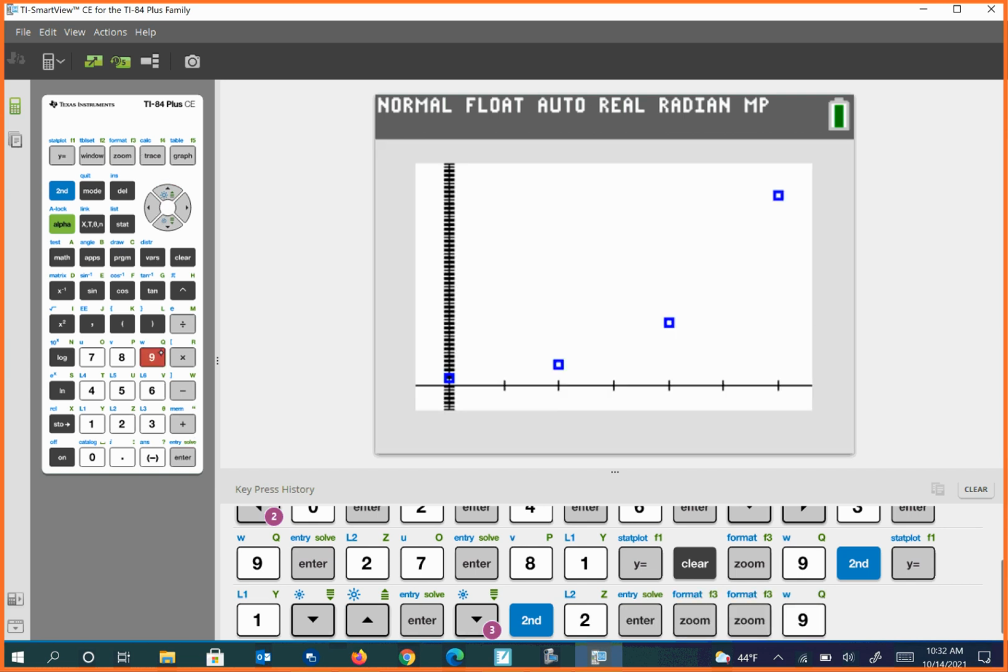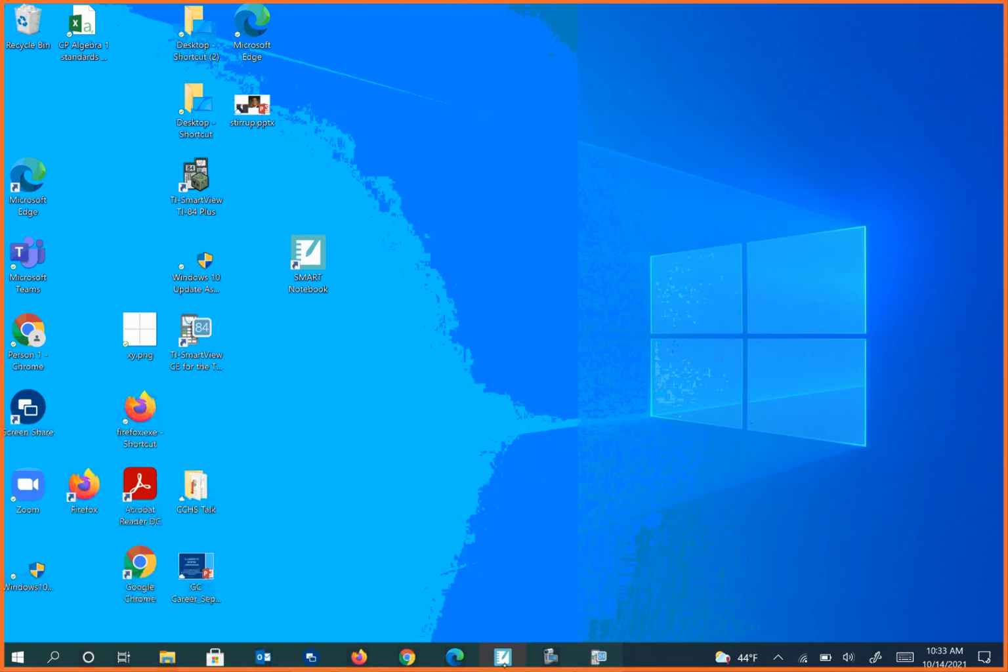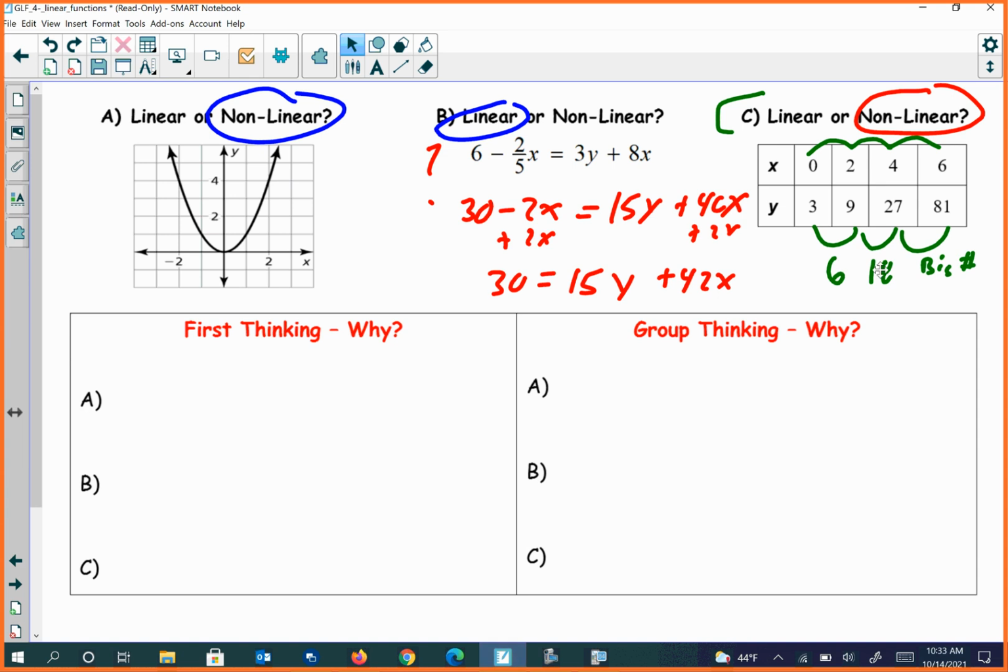Zoom stat. So when you look at that, it kind of looks like it's jumping up quickly. It sort of looks like it falls into a line, but it definitely is growing faster in the y direction than it is in the x direction. You don't have to know how to use these calculators. They're just giving you a visual representation. Because those are all jumping up by a factor of 3, this would not be a linear situation. It would be growing too fast.